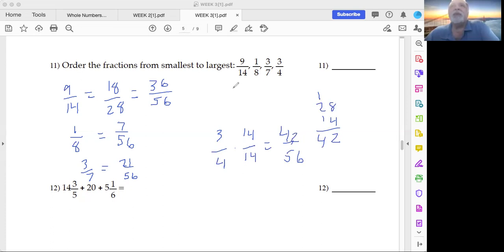So 9/4 is 36 over 56. Same number, okay? 1/8 is 7 over 56. Okay. 3/7 is 21 over 56. And then over here, we got 3/4 is 42 over 56. Okay. Let's erase the stuff we don't need.